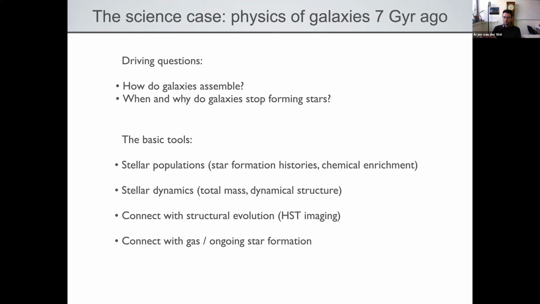We can compare it with the stellar mass, the dynamical structure. Is it a rotating disk? Is it a more elliptical-like galaxy where the orbital structure is more chaotic? We can connect that with what we already know from the Hubble imaging and with ongoing star formation. So those are the tools we have.